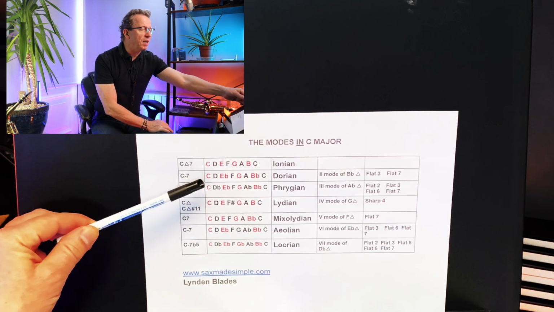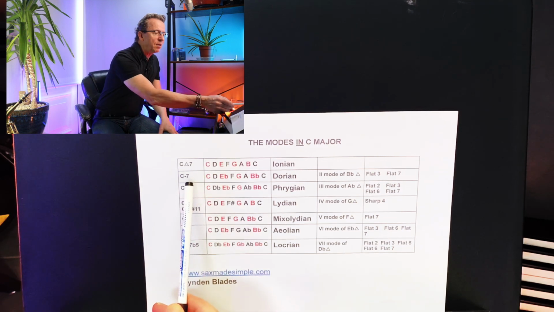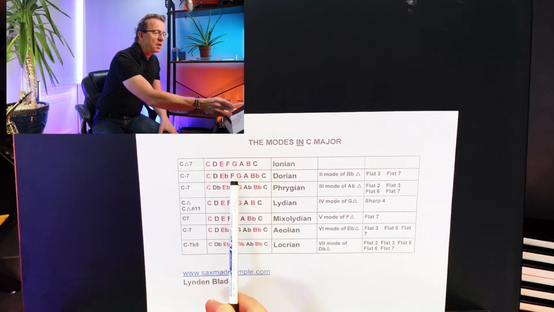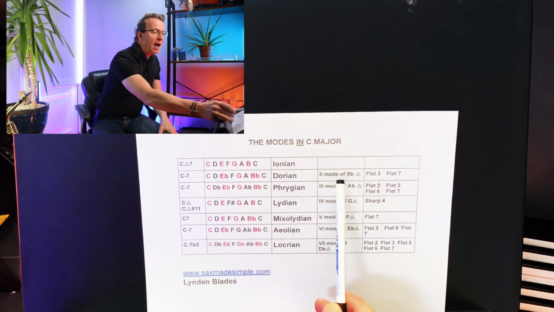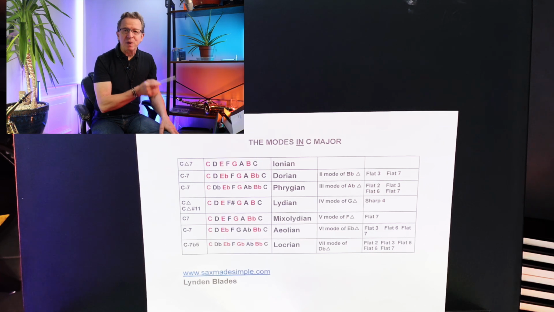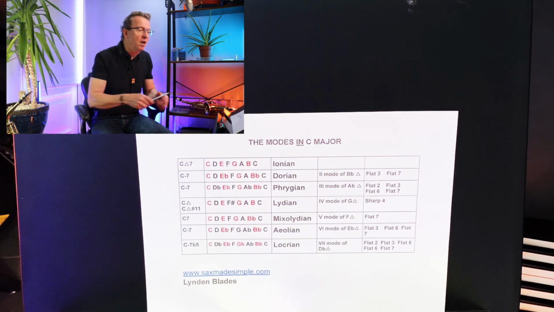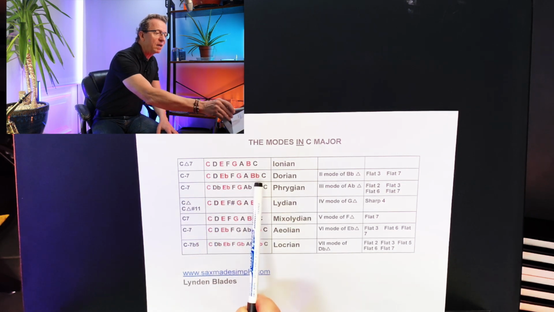So this is a Dorian scale in the key of C. This is the way that we would write it down. These are the notes. This is the modal name. And here I've written down for you, this is the second mode of B flat major. That means that this bunch of notes is exactly the same as B flat major, but starting on C, which is the second mode, right? Because Dorians are the second mode. So this is C Dorian.